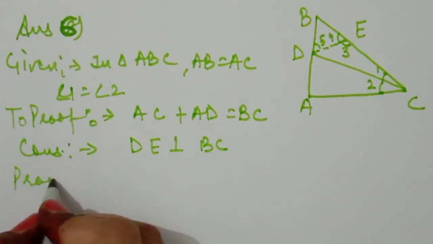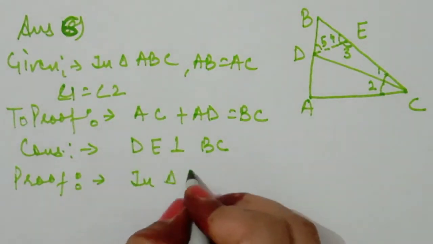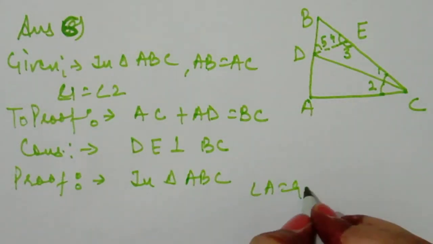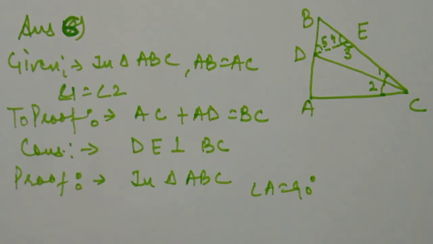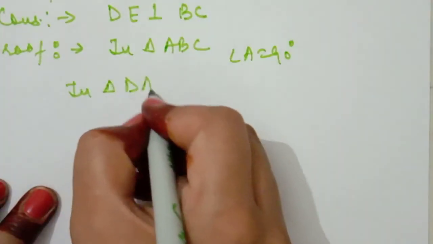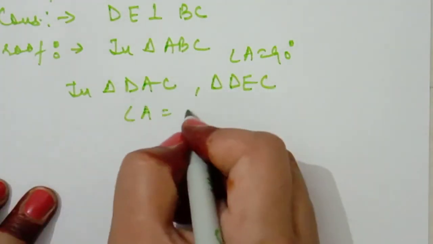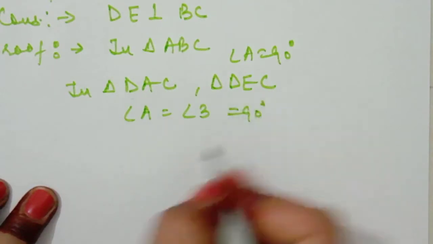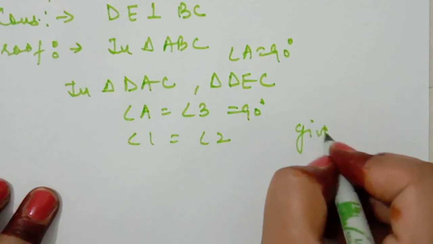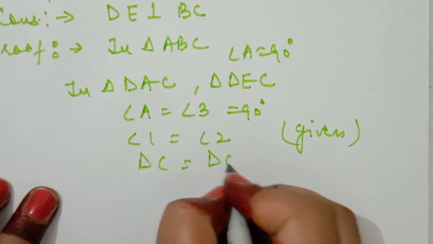Now prove. In triangle ABC, it is a right angle triangle. Angle A is 90 degrees. It is already given to us that angle A is 90 degrees. In triangle DAC and triangle DEC, angle A is equal to angle 3, 90 degrees. Angle 1 and angle 2 are equal. It is given. And DC is equal to DC, common.